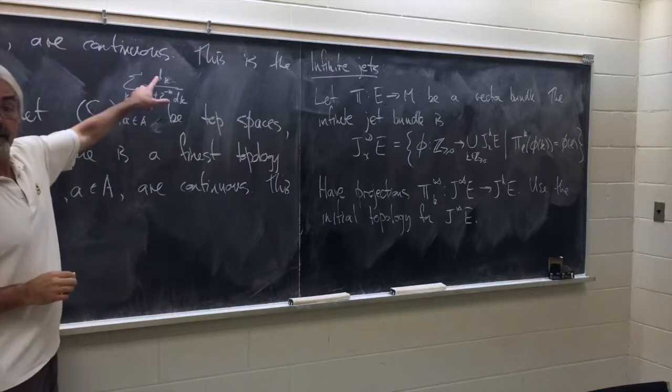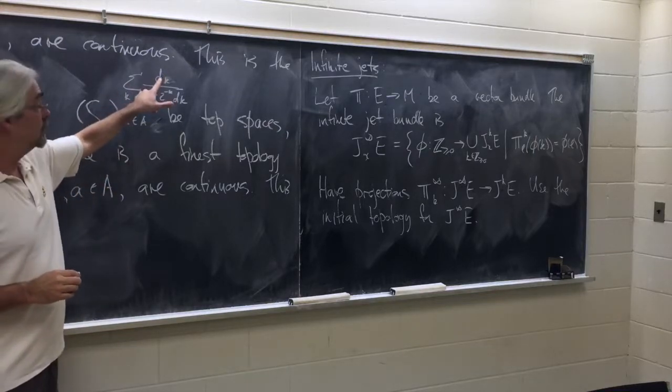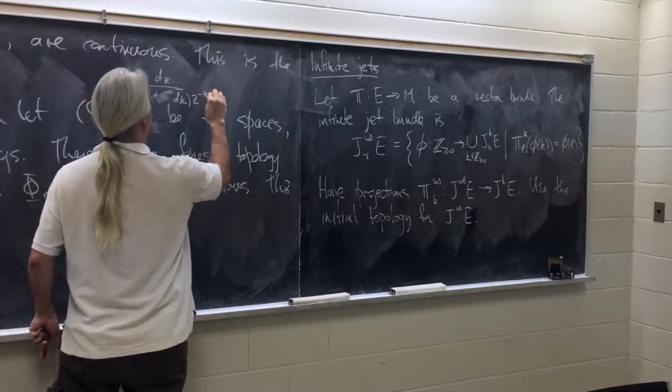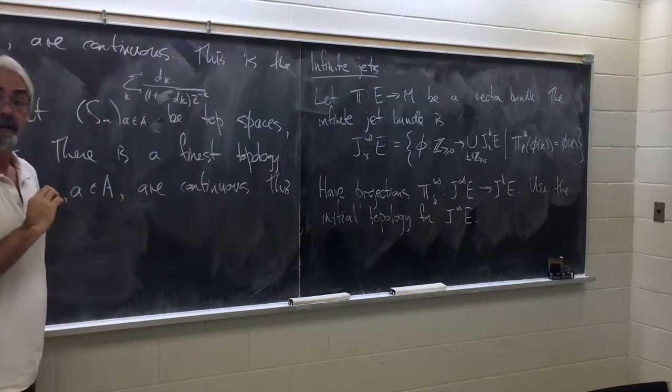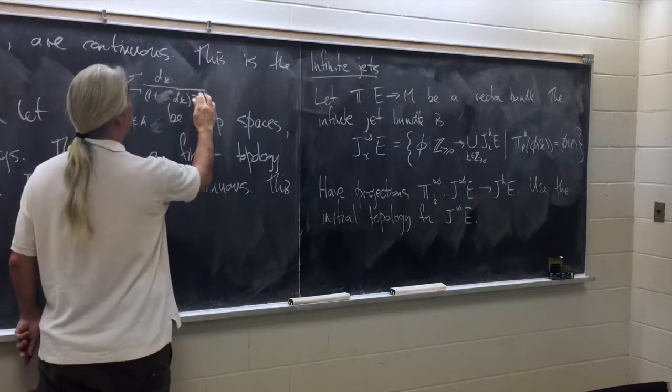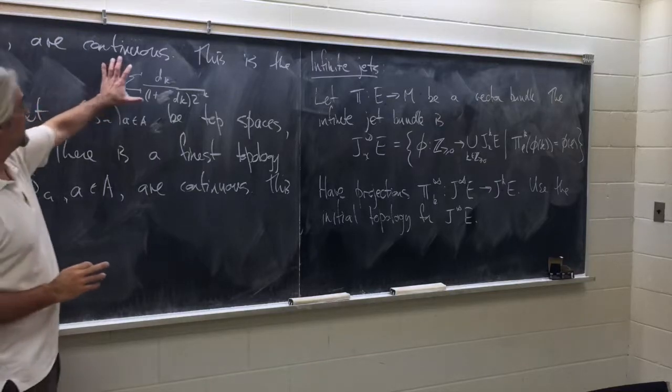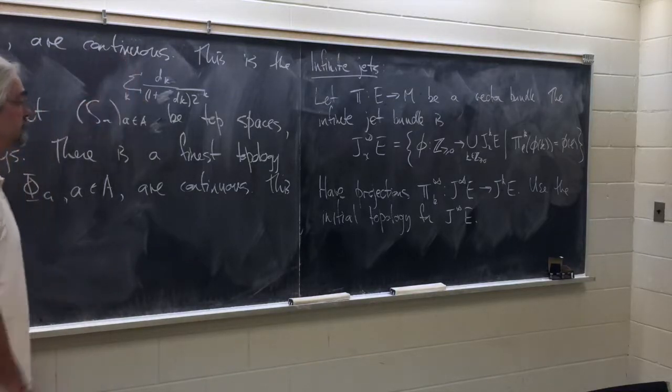Let's say it again. I think it's dk over 1 plus dk, and then the whole thing. Oh, the whole thing. Okay, good. Thanks. Like that? So the numerator is minus k. Oh, so this should be 2 to the k. Perfect. Yes, of course, because it has to scale. Okay, good. So if you're given a countable number of metrics, you induce a metric like that.